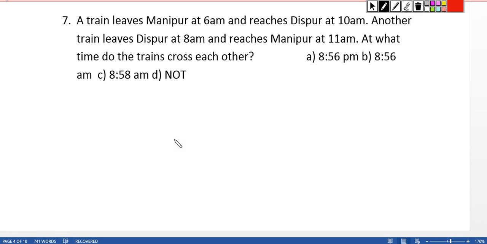A train leaves Manipur at 6 a.m. and reaches Dispur at 10 a.m. Another train leaves Dispur at 8 a.m. and reaches Manipur at 11 a.m. At what time do the trains cross each other? Okay, so this is train X and this is train Y.